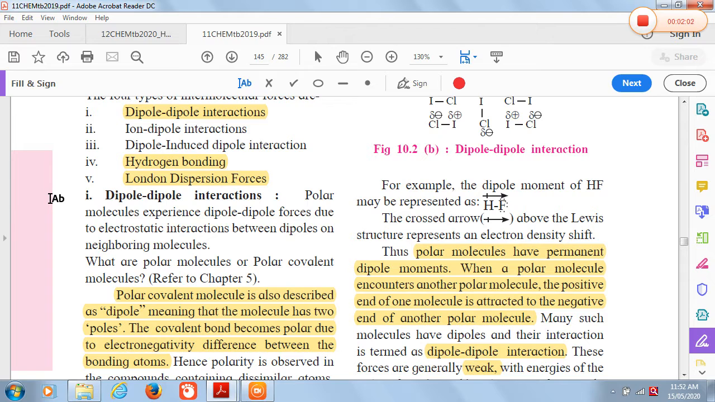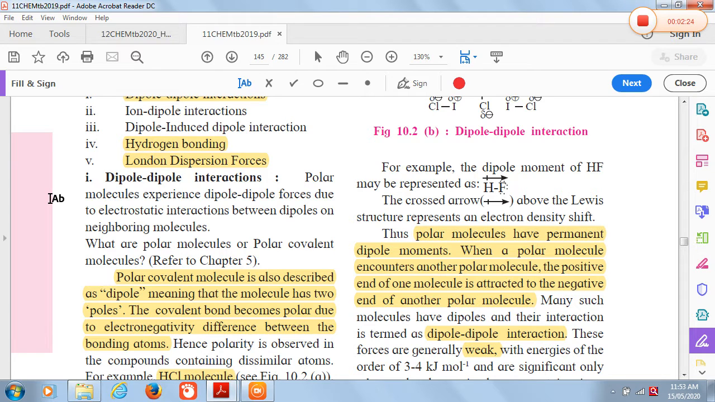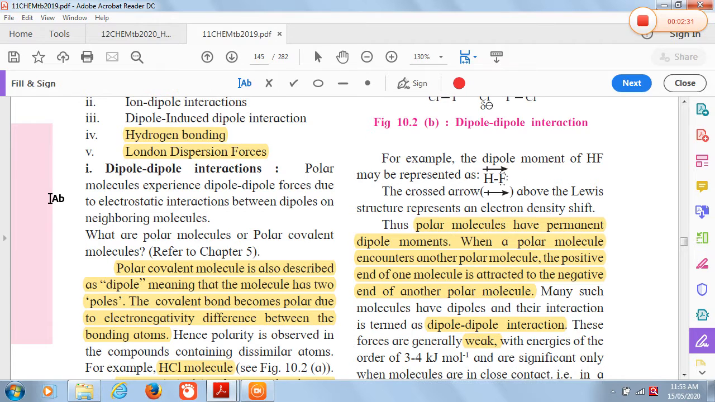So I think all are familiar with polar molecules or polar covalent molecules. What are polar molecules or polar covalent molecules? For that purpose, you must be familiar with the dipole. Dipole means di means two, pole means charge. A covalent bond becomes polar due to the large difference in electronegativity between two bonded atoms.